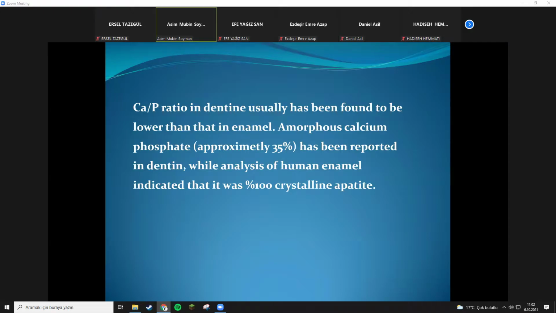Just read these statements. It's not very important clinically. Probably it's important scientifically, but just read this. You don't need it right now in the second year. Calcium phosphorus ratio in dentine usually has been found to be lower than that in enamel.